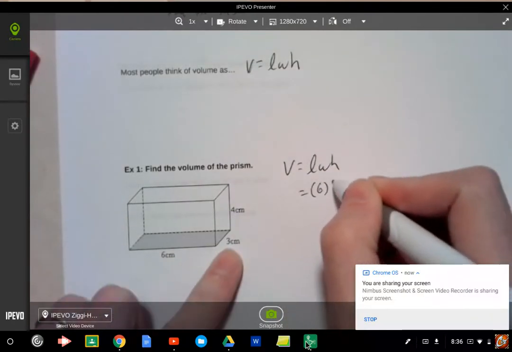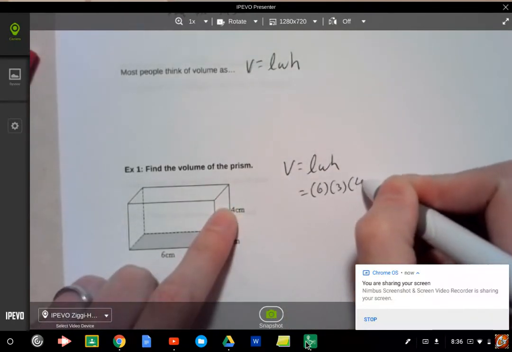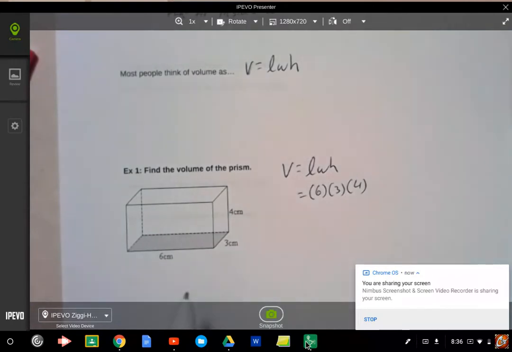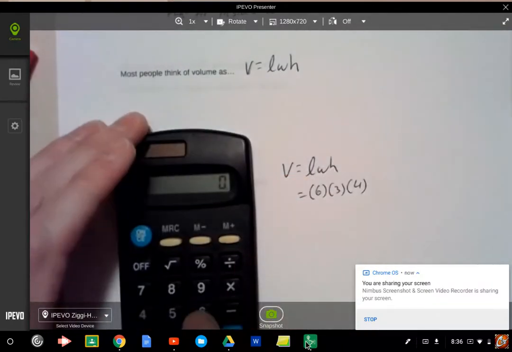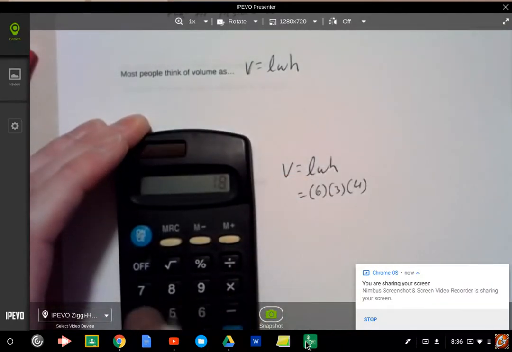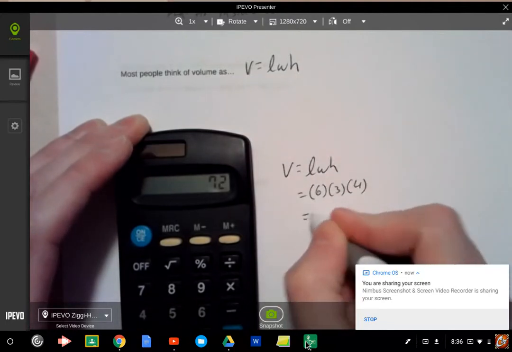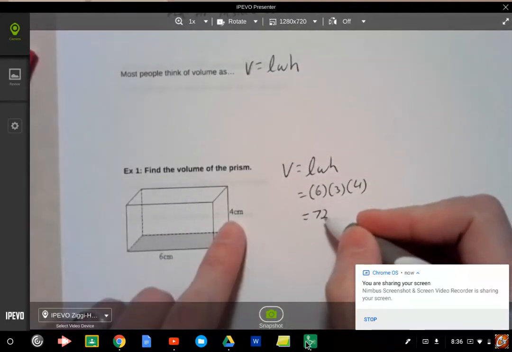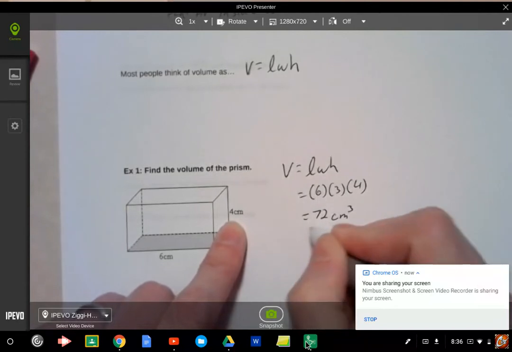So 6 times 3 times 4. Okay, so easily pull out that. Let's see, 6 times 3 times 4, and there we have 72. We're in centimeters, so the volume is 72 cubic centimeters.